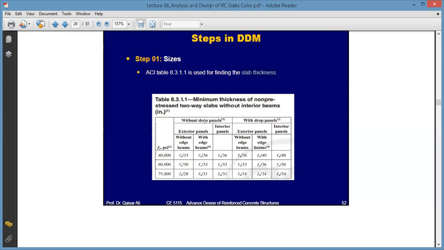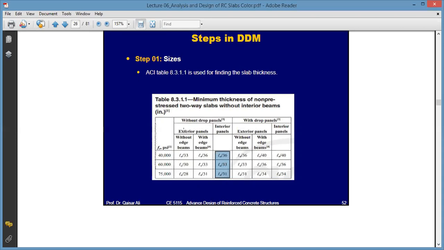If you have a system without a drop panel, then for the interior panel, you have to take the thickness of the slab equal to these: L by 36, L by 33, and L by 31. For 40 ksi steel, you have to take L by 36. For 60, you have to take L by 33. And for 75 ksi, you have to take L by 31. These are the thicknesses for the interior panel when you have no drop panel.